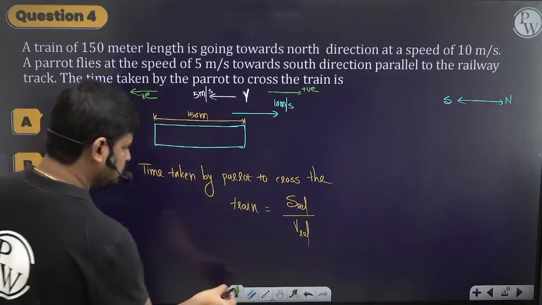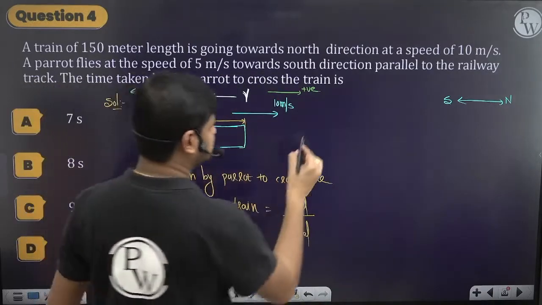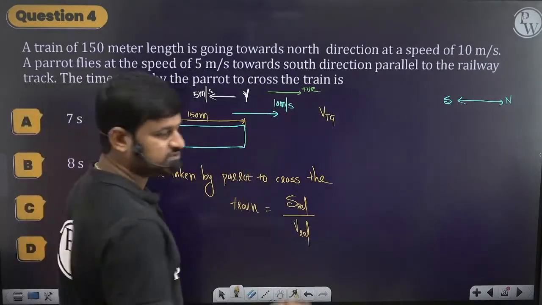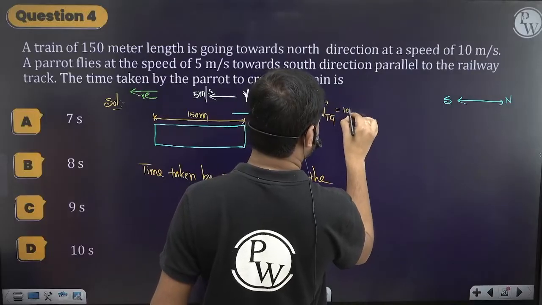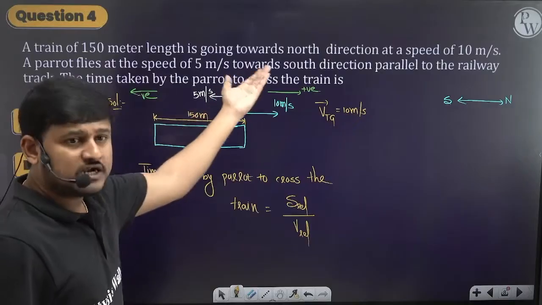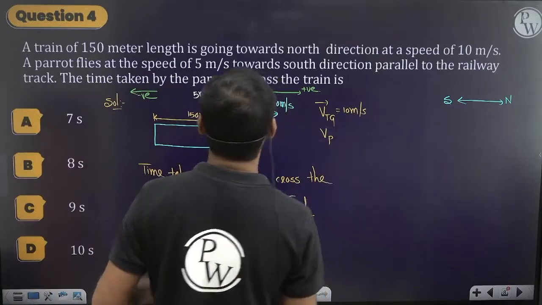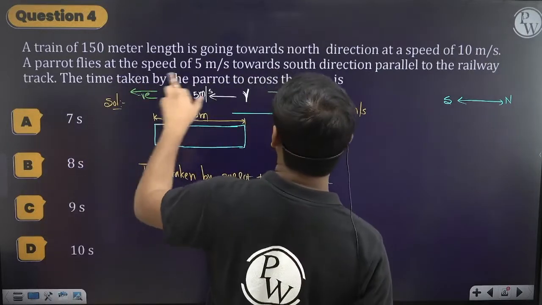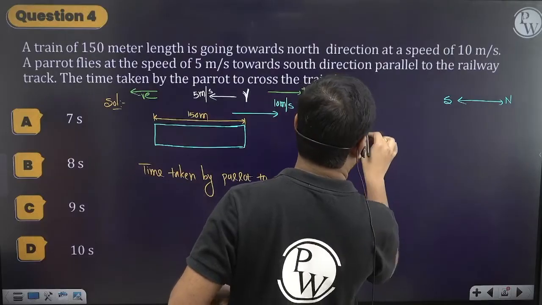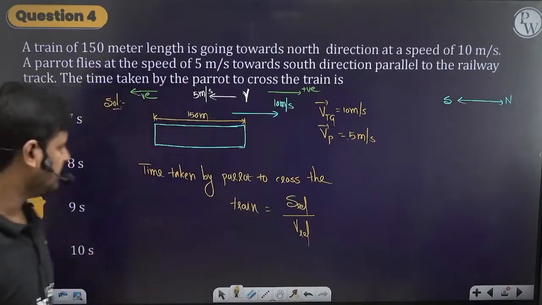Now observe carefully. The velocity of the train with respect to ground is 10 meters per second. The parrot is flying 5 meters per second towards south, so the velocity of the parrot is going to be minus 5 meters per second.